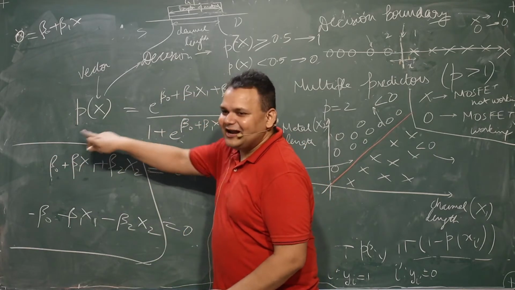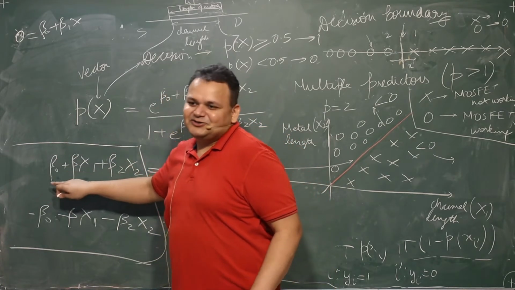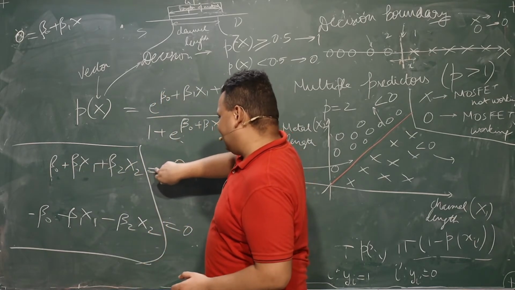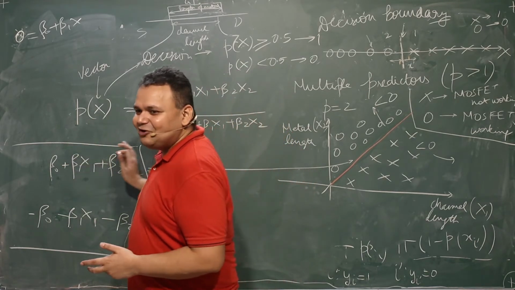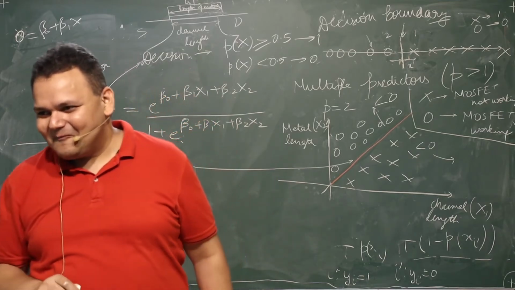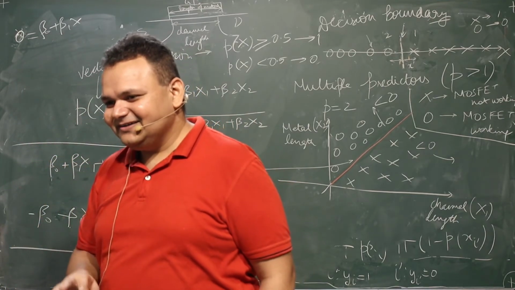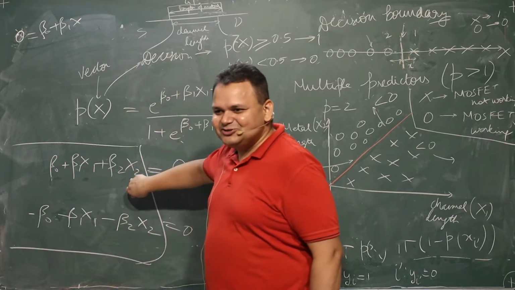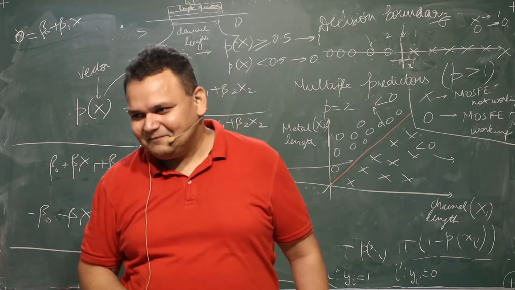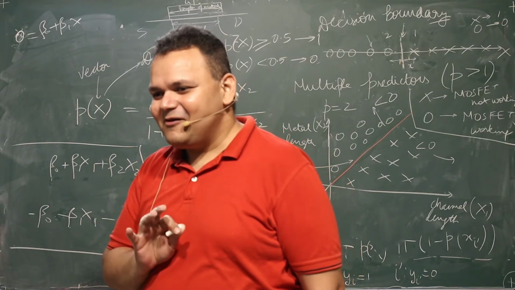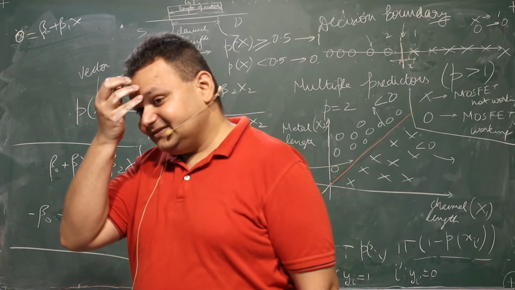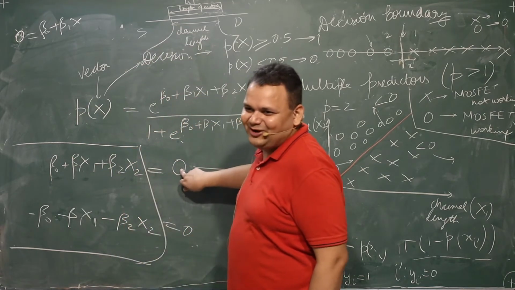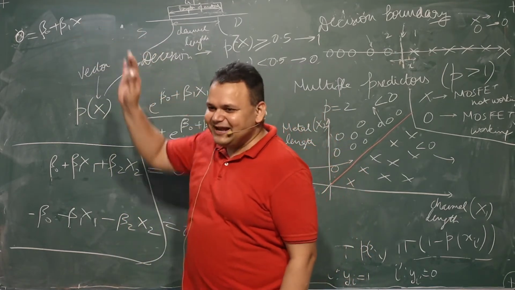If I were to calculate this value, this is going to give me positive for anything that is on one side, and it is going to give me negative on the other side of the line. Is that correct or no? On one side it will give positive values and on the other side negative values, because at one place it is zero.